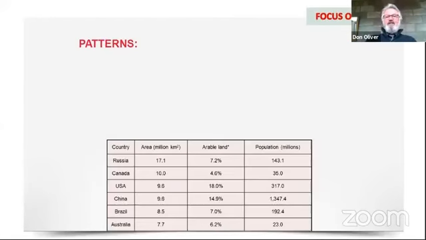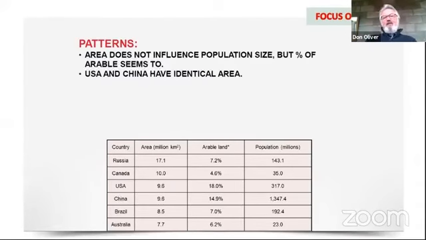So what are those differences and what are those similarities? Well, we can see that the area of the country does not really influence the population size, because Russia is by far the biggest, but it only has the 4th largest population. Smaller countries like the USA and China have by far more people in them. One element that we can see very clearly is that the USA and China have an equal area, but very different population.